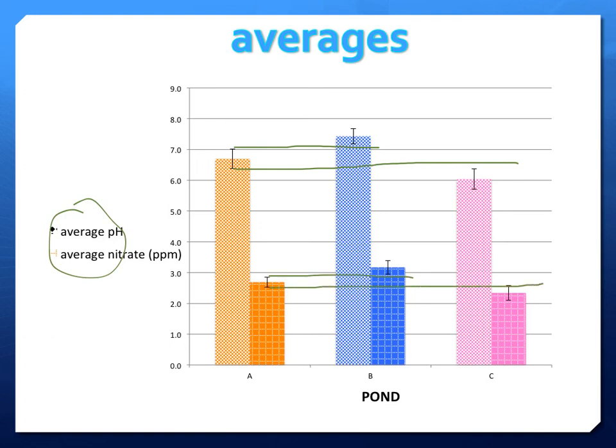And so again, we can compare these where we see that the highest pH level here is showing the highest nitrate levels. And in that I mean pond B. The highest pH levels are showing the highest nitrate levels. And in pond A, the second highest pH levels are showing the second highest nitrate levels. And moving on to pond C, the lowest pH levels are showing the lowest nitrate levels.